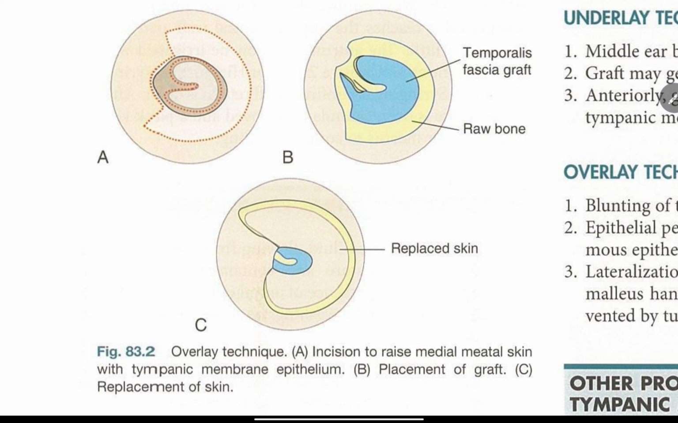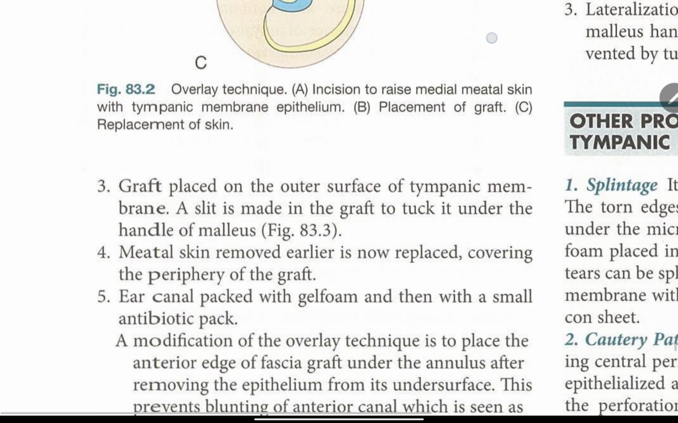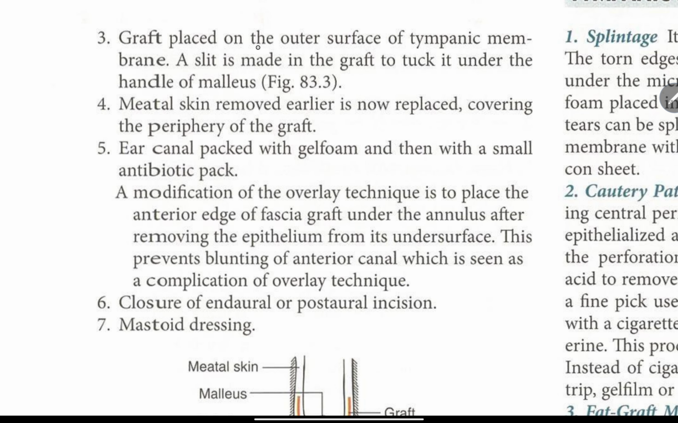Figure 83.2 Overlay technique. A. Incision to raise medial meatal skin with tympanic membrane epithelium. B. Placement of graft. C. Replacement of skin. Temporalis fascia graft, raw bone. Replace skin. 3. Graft placed on the outer surface of tympanic membrane. A slit is made in the graft to tuck it under the handle of malleus. 4. Meatal skin, removed earlier, is now replaced, covering the periphery of the graft. 5. Ear canal packed with gel foam and then with a small antibiotic pack.